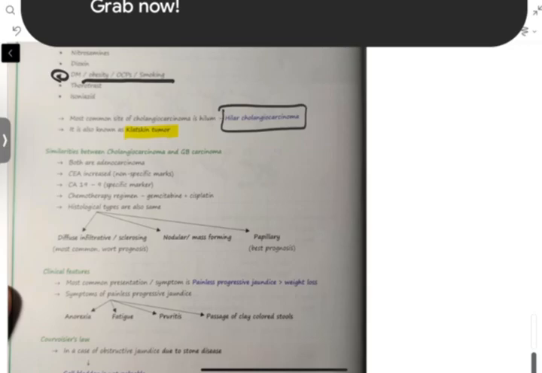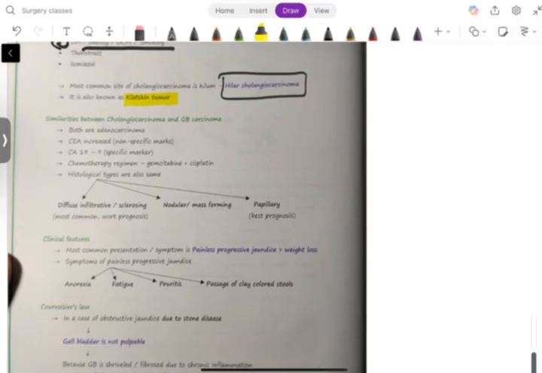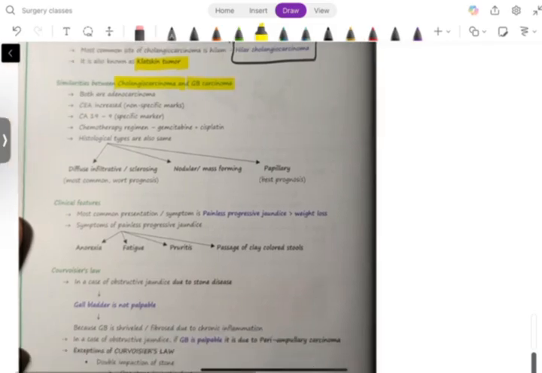Okay, that much is enough. So what are the similarities between cholangiocarcinoma and gallbladder carcinoma? This is important. Cholangiocarcinoma is the carcinoma of bile duct, whereas gallbladder carcinoma is carcinoma of the gallbladder. So both are adenocarcinoma. Adenocarcinoma is the carcinoma that is arising from a glandular tissue. Adeno stands for gland.